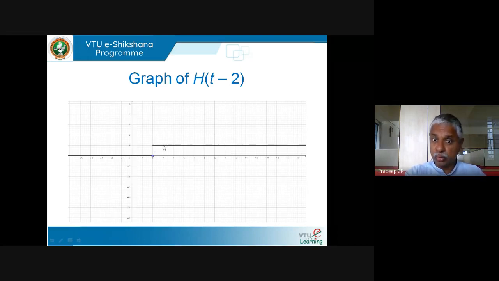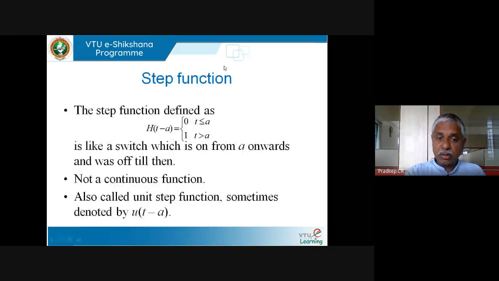That I'll show you how to get the varying function into this. So this is the interpretation of the step function: it is like a switch which is on from a onwards and was off till then. Clearly, this is not a continuous function. It is also called the unit step function, denoted sometimes by u(t minus a). Instead of h(t minus a), people also denote it as u(t minus a).